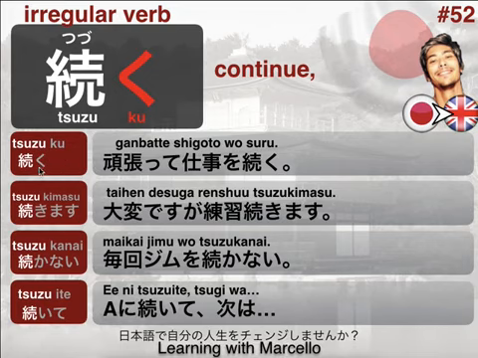So the first one is our dictionary form, tsuzuku. The phrase I have here is ganbatte shigoto wo tsuzuku. Ganbatte shigoto wo tsuzuku. Okay? Ganbatte is from the verb ganbaru, which is a verb that Japanese people absolutely love. It's actually pretty cool.